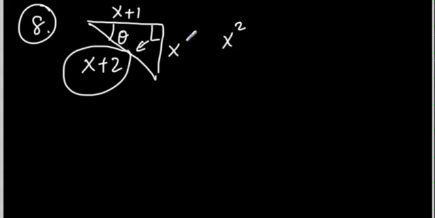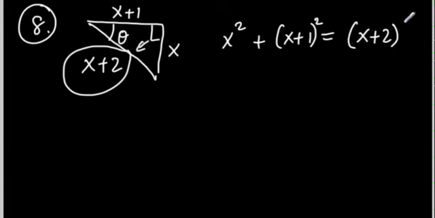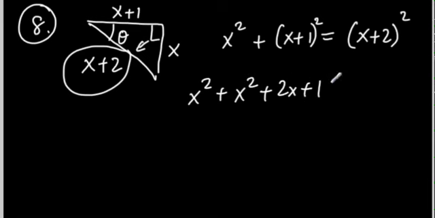So we have x squared, one side, plus x plus 1 squared, which is the other side, equals x plus 2 squared. So let's just expand everything. So we have x squared plus the expansion of that, which is x squared plus 2x plus 1. Remember, 2 times x times 1 is 2x, and that's 1 squared, which is 1. And for this side, x squared plus 4x plus 4. Same logic. 2 times x times 2 is 4x, and 2 squared is 4.